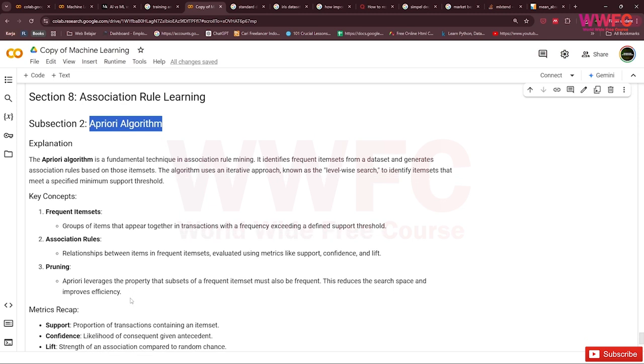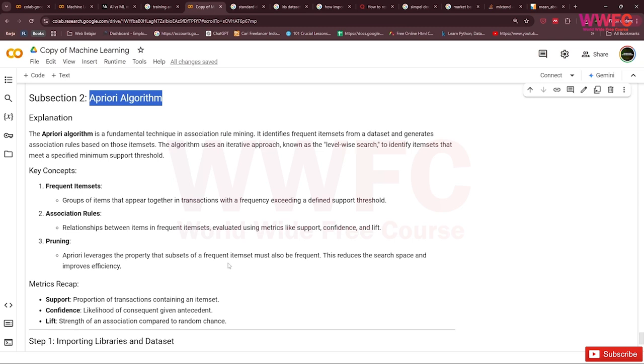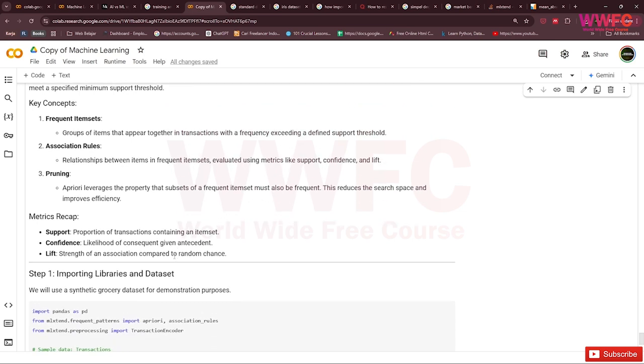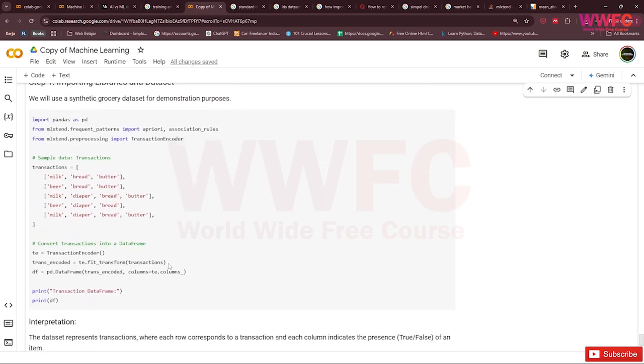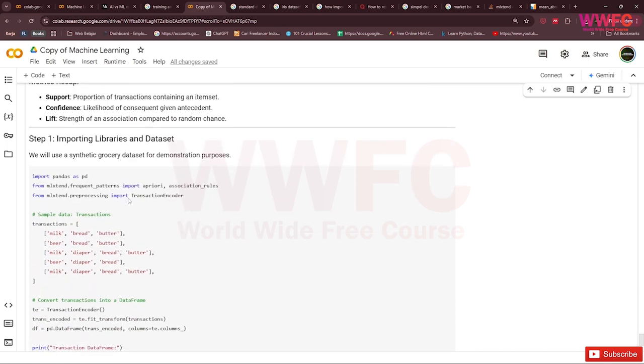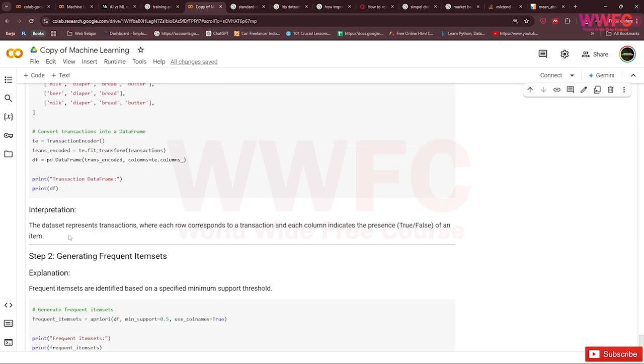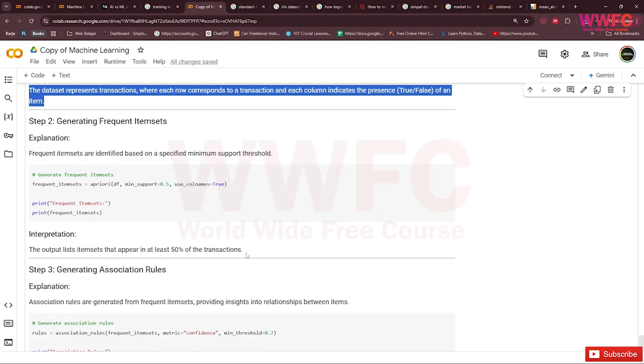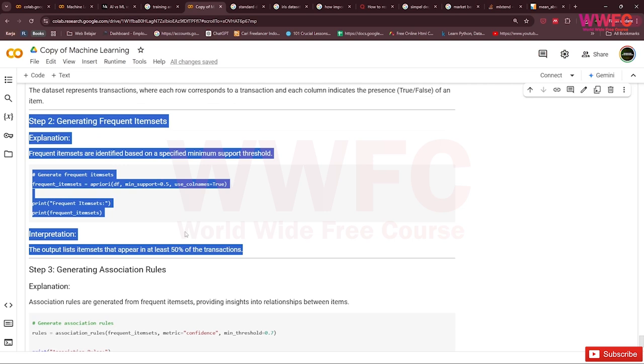Pruning, like Apriori, refers to the property that a subset of a frequent item set must also be frequent. This reduces the search space and improves efficiency. So the recap: support is the proportion of transactions containing an item set; confidence is the likelihood of the consequent given the antecedent; and lift is the strength of an association compared to random chance. We will use a synthetic grocery dataset for demonstration. We will use this again in our library, and we will check the output list in the transactions.